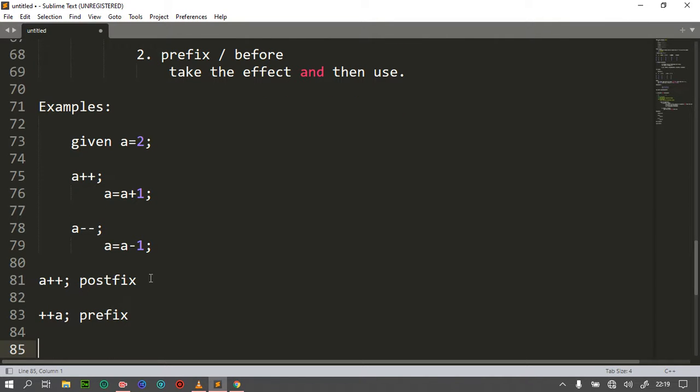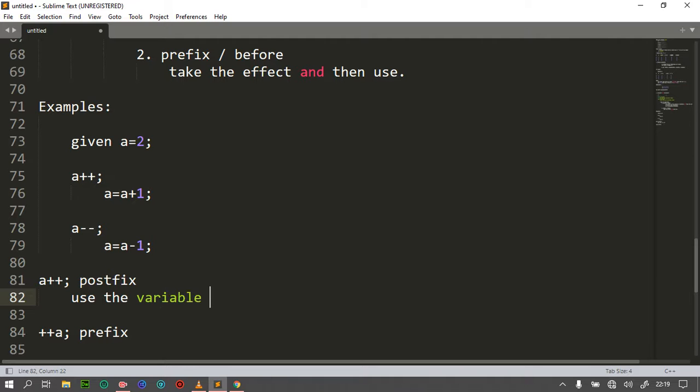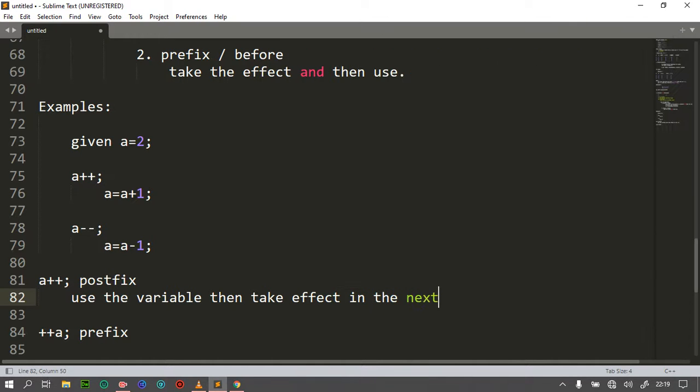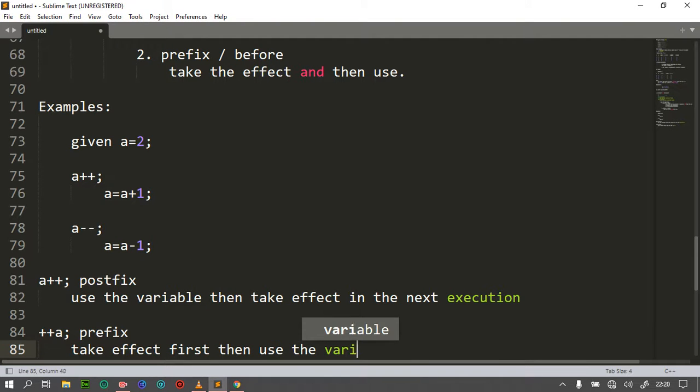Okay, now in a continuous execution, this means use the variable, then take effect in the next execution. Now I'm summarizing if you never understood what I said previously. So use the variable, then take effect in the next execution. Otherwise here, take effect first, then use the variable. Okay, when is this done?